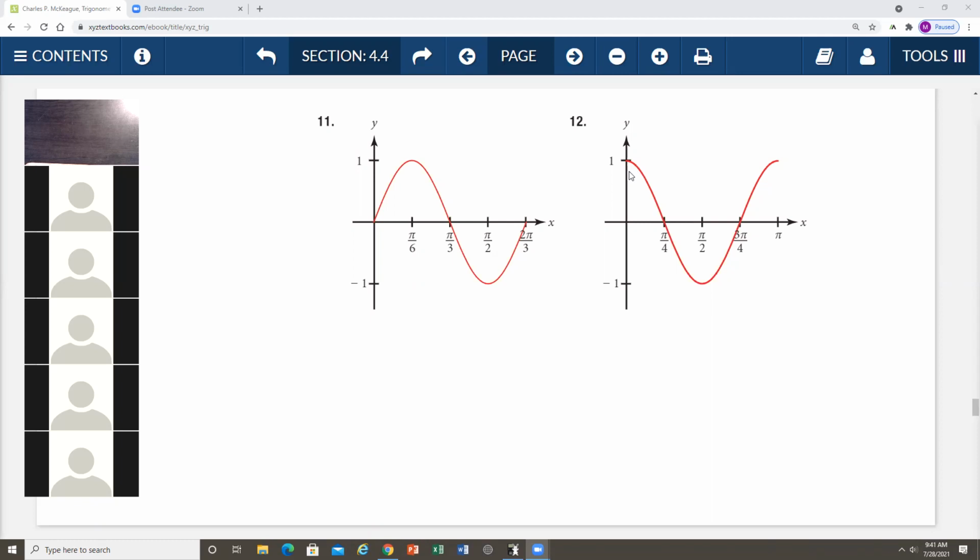Now, so we know the amplitude is 1. The period is pi. Haley, what trig function would you be leaning towards to write the equation of this thing? Sine or cosine? What do you think?